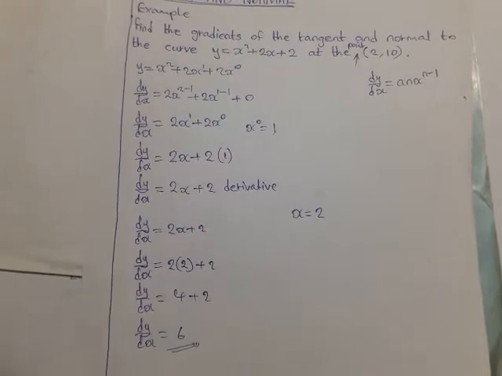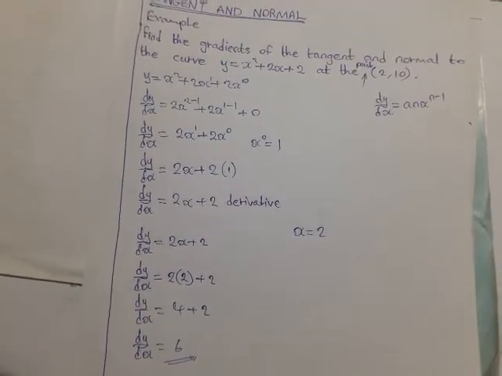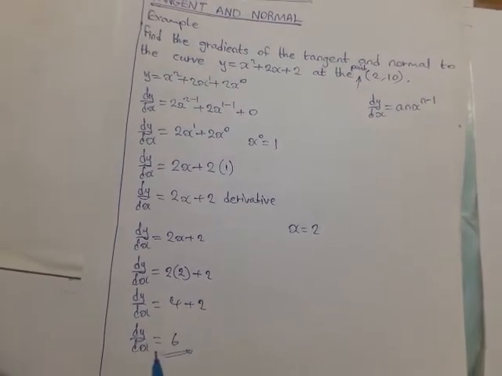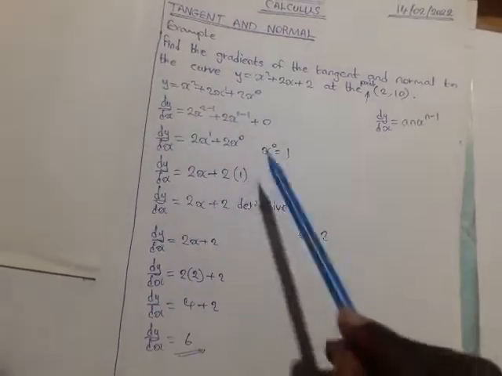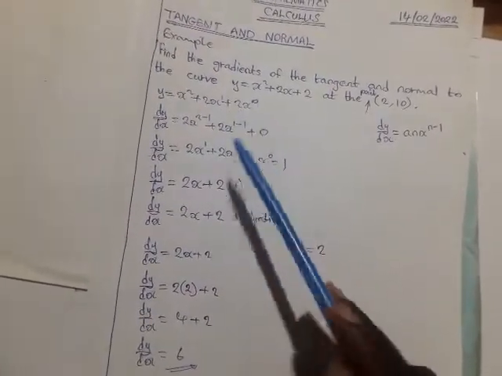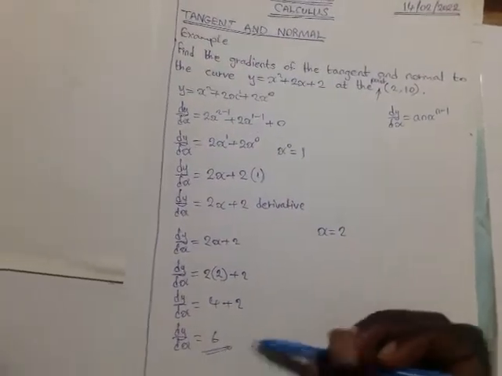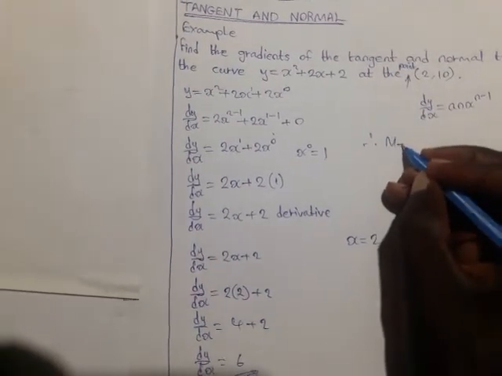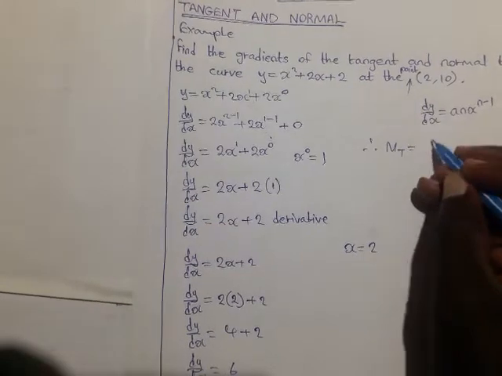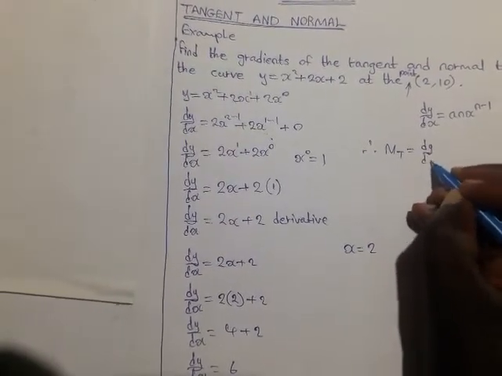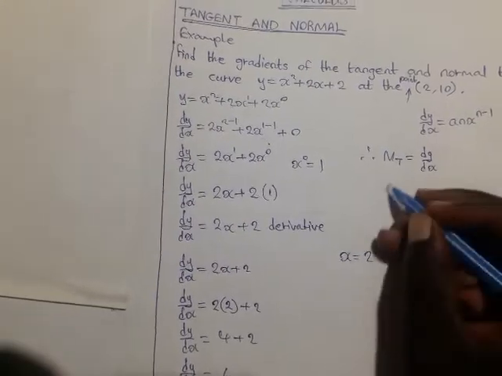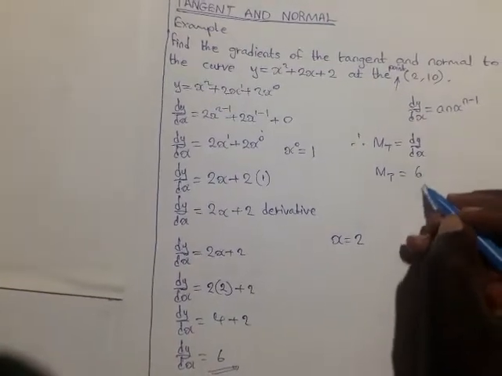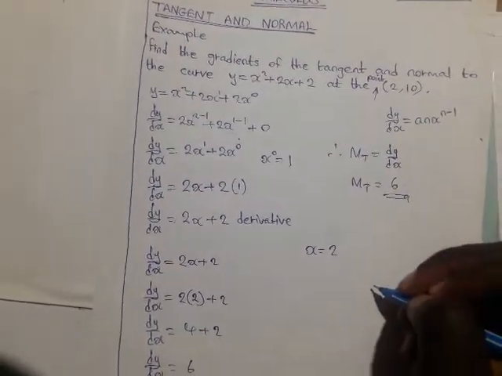Now the gradient here, we haven't specified whether it's the gradient for the tangent or for the normal. What you should know is that the first gradient that comes out from this curve is regarded as the gradient of the tangent. Therefore, mt is equal to dy over dx. So mt is equal to 6. So this is the gradient of the tangent.